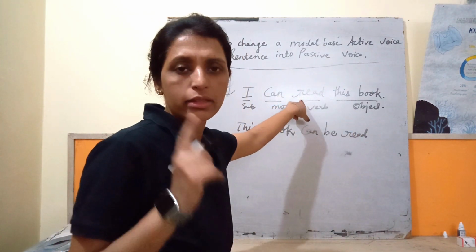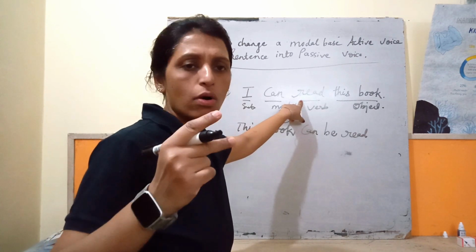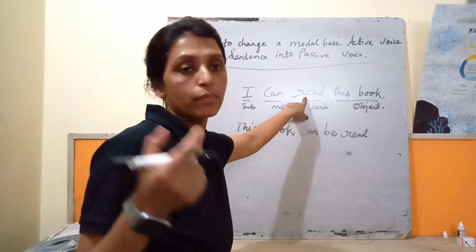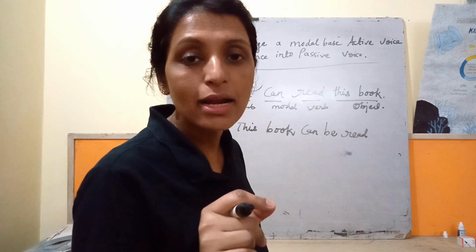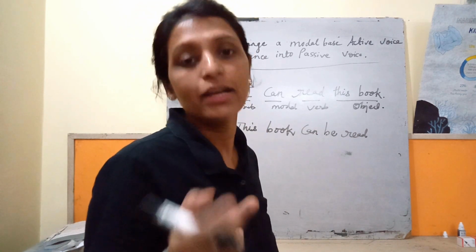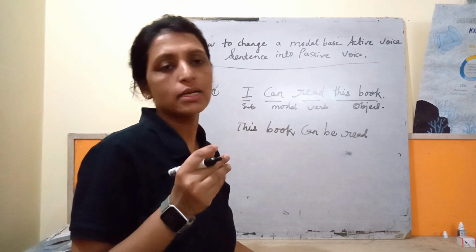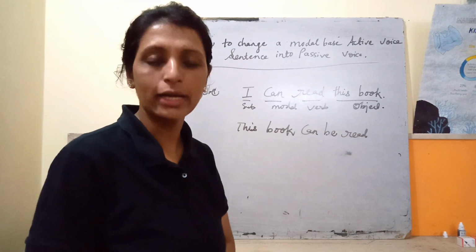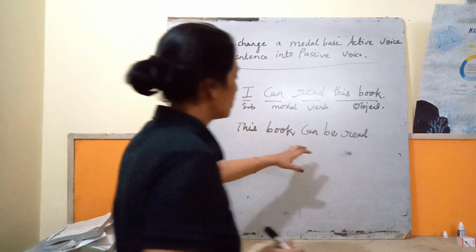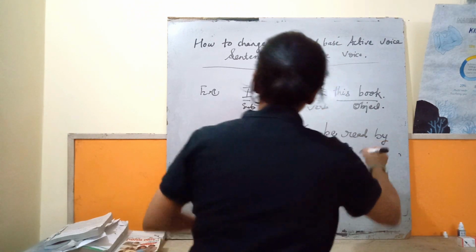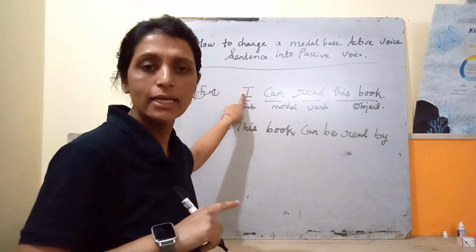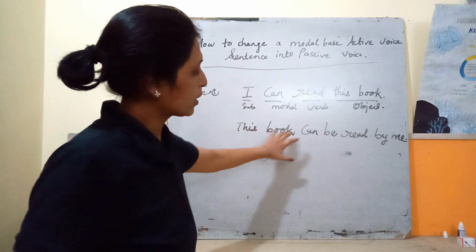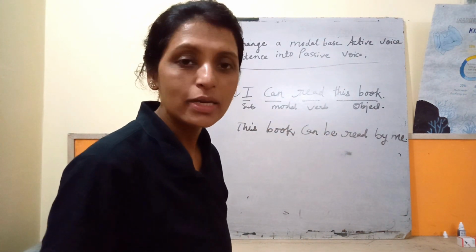Read, R-E-A-D, the first one. The other two forms we write in the same way, but we pronounce them like this: read, read. It doesn't mean that we have to write the spelling as R-E-D. No. We pronounce it like read, but the spelling remains the same here. So don't get confused. So this book can be read by, the pronoun I changes to me. So this book can be read by me.